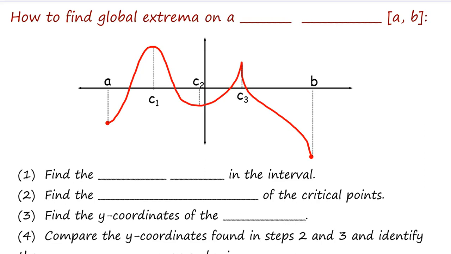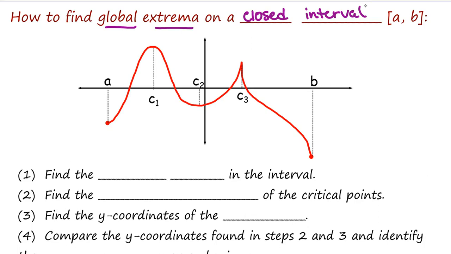Okay, let's finish up with this. There's a process for finding the global extrema, those absolute extrema, on a closed interval from A to B. Now, we had the extreme value theorem in our first video, which tells us how we know if they exist, but it didn't tell us how to find them.